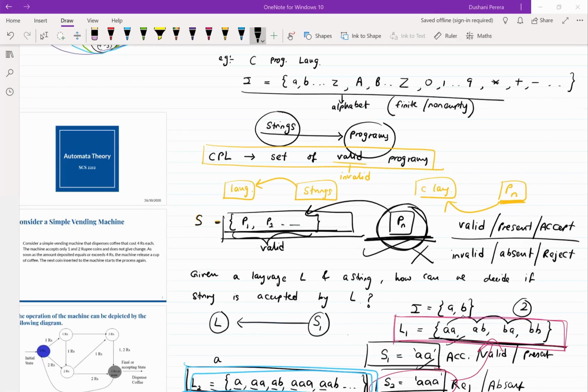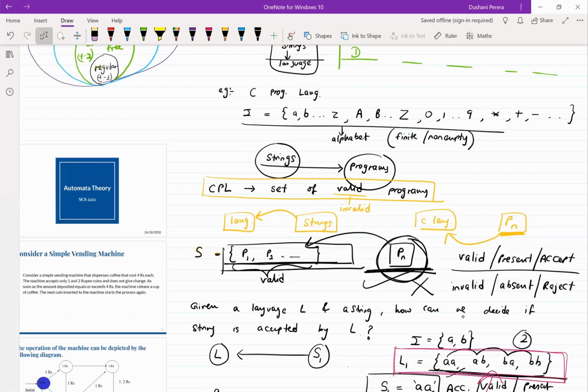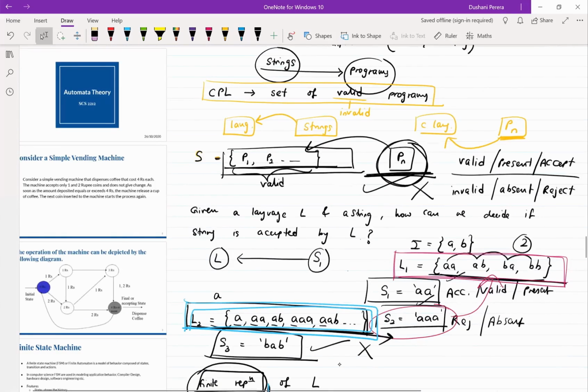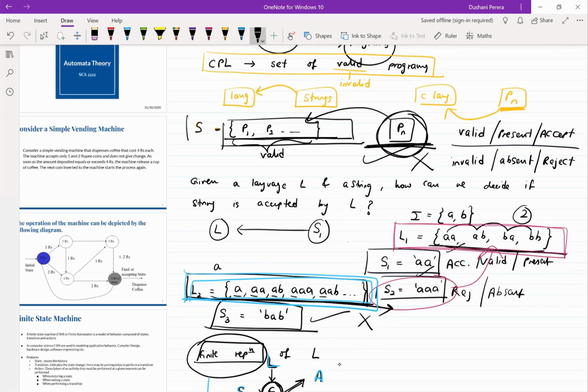Right, so let's do a quick recap on what we did in the morning before this whole problem happened. We started by talking about languages. We took the C programming language as an example and said that it has an alphabet, and that the alphabet is finite and non-empty. Using the symbols in the alphabet, we can create programs, which in automata theory we call strings. Then we discussed what a valid program in C could be, and we defined a set of valid programs, P1, P2, and so on.